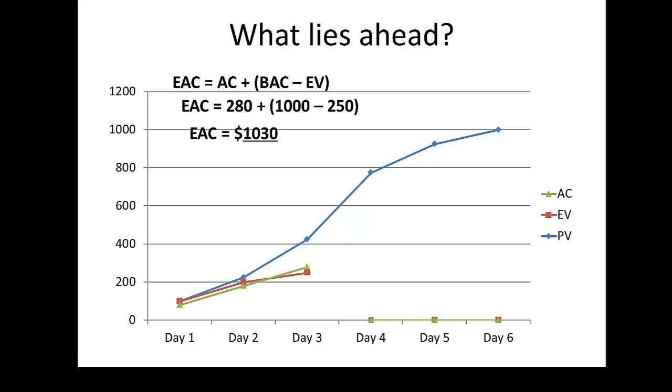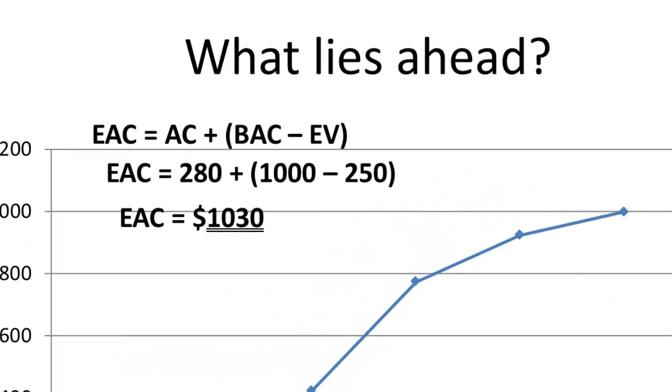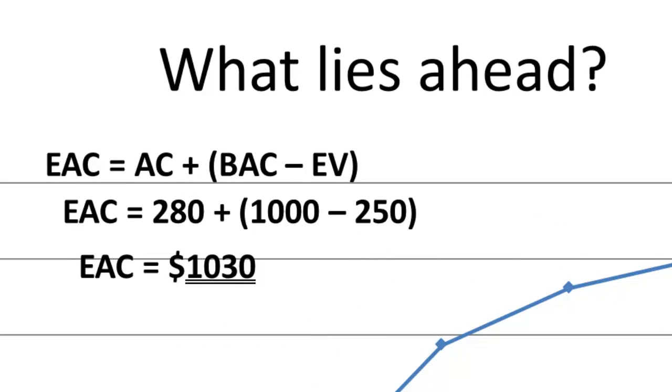If the project has had a one-time cost hit or a cost saving, this formula will best work as it does not use a calculated performance index. Therefore, if my EAC formula is AC plus BAC minus EV, I would get an estimation at completion of 1,030.